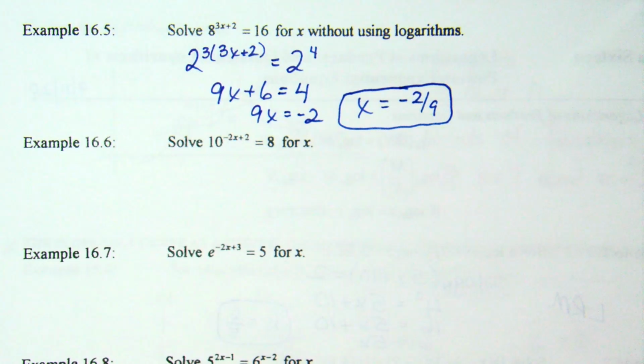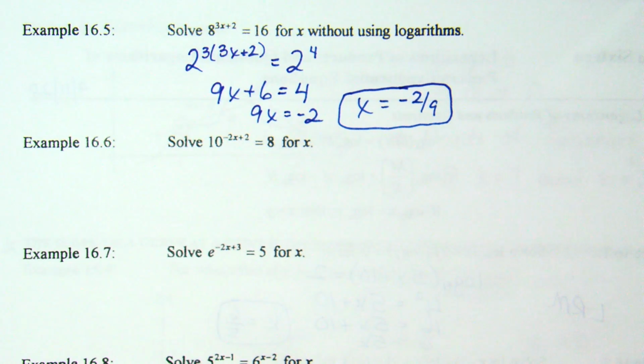Example 6. Factors of 2. 8 can be rewritten as 2 to the third, but what about 10? Nope. It's 2 times 5. You can't write it as a power of anything. So what was plan B if we can't make the bases the same?